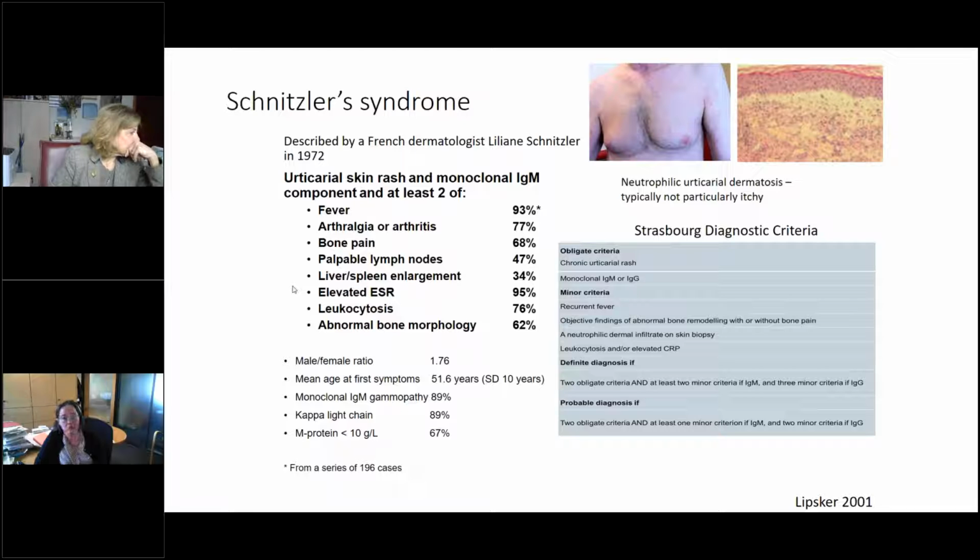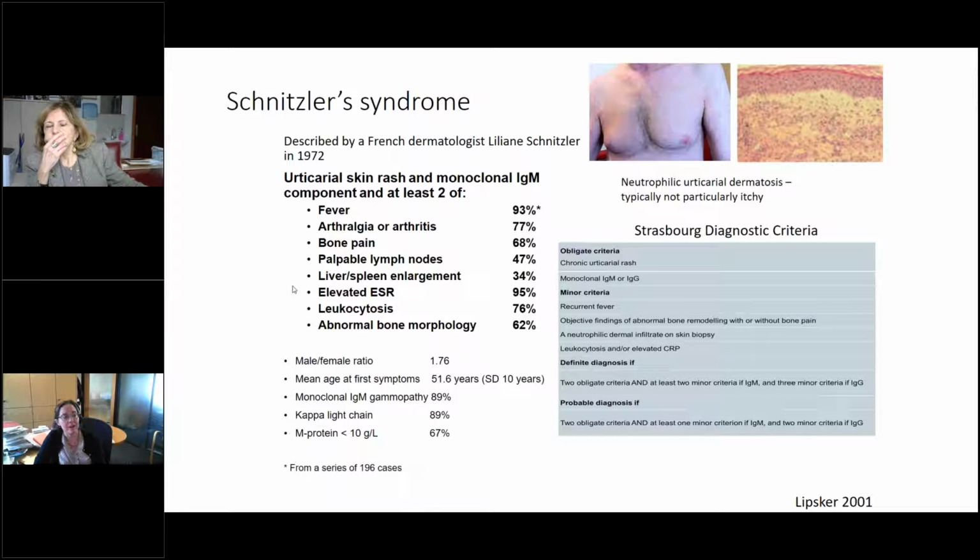And this requires 2 obligate criteria and 2 minor criteria if an IgM or 3 if an IgG. This is a disease where we think the underlying driver is the monoclonal protein, but it's not clear how this results in a phenotype which otherwise very closely resembles CAPS. Because it's driven by a bone marrow dyscrasia, it's a bit commoner in men than women, because bone marrow dyscrasias are always a bit commoner in men than in women.